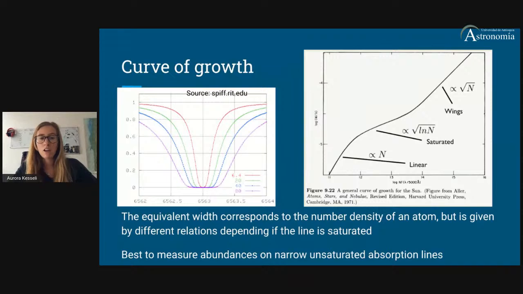But in general, for non-saturated regimes, the equivalent width is proportional to the abundance. So if you measure an equivalent width that's double from one star to another star, then you can probably say that the abundance from that star to the other star is doubled.